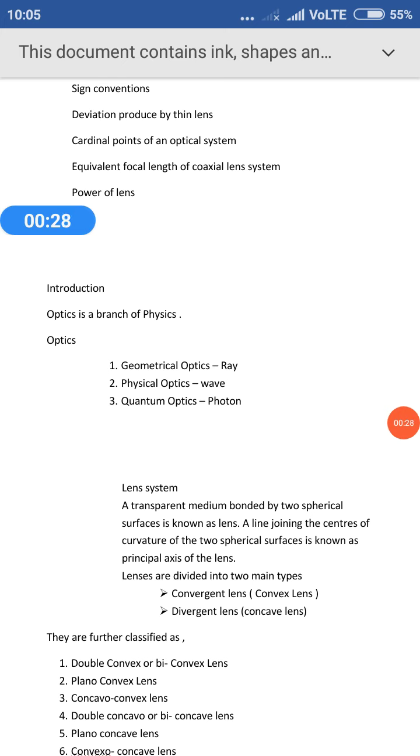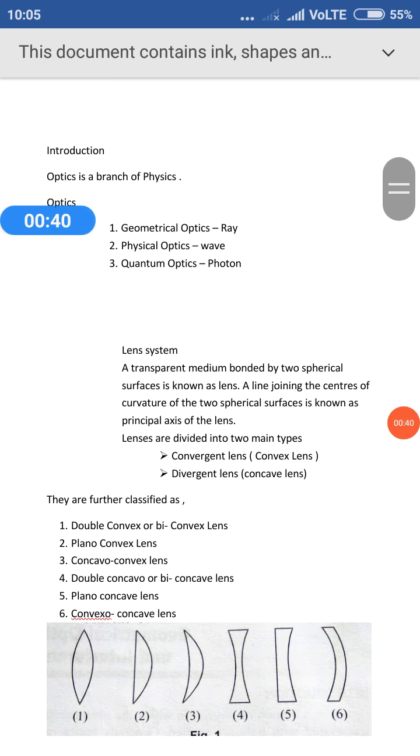Introduction. Optics is a branch of physics. Optics is mainly divided into three types: geometrical optics, which is based on ray, physical optics, which is based on wave, and quantum optics, which is based on photon.